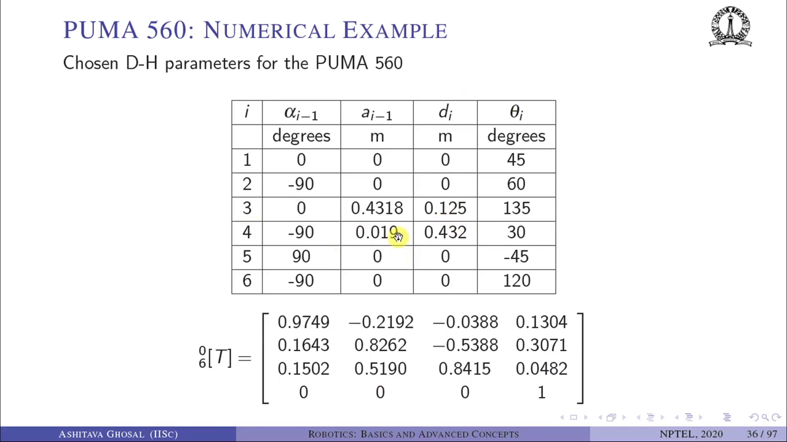This is from literature. Okay, so the Puma robot comes with these DH tables. So once we have this DH table and once I give you these thetas, then I can find out T 0 6. So this is a 4x4 homogeneous transformation matrix. The last row is 0, 0, 0, 1. The rotation matrix is the top 3x3 and the position vector of the sixth or the last coordinate system is given by 0.1304, 3071 and 0.0482. Okay, this is just multiplication of six matrices derived from taking each row of the DH table.